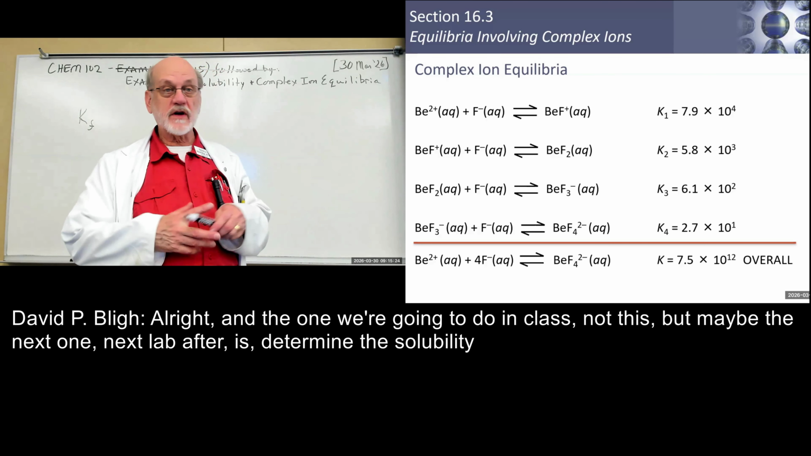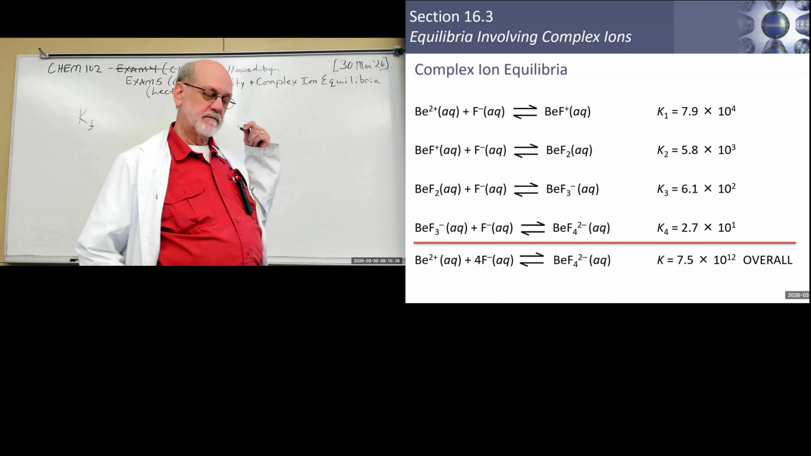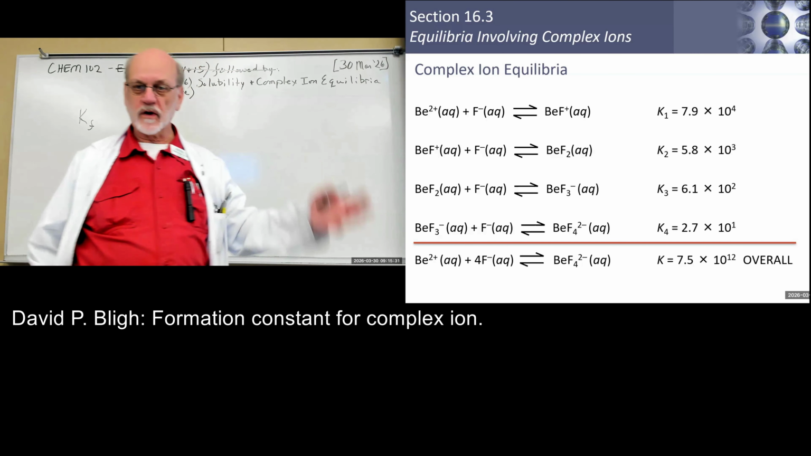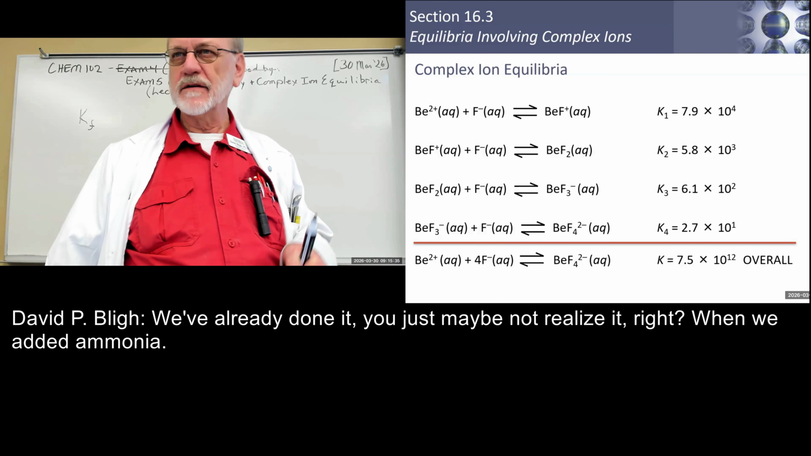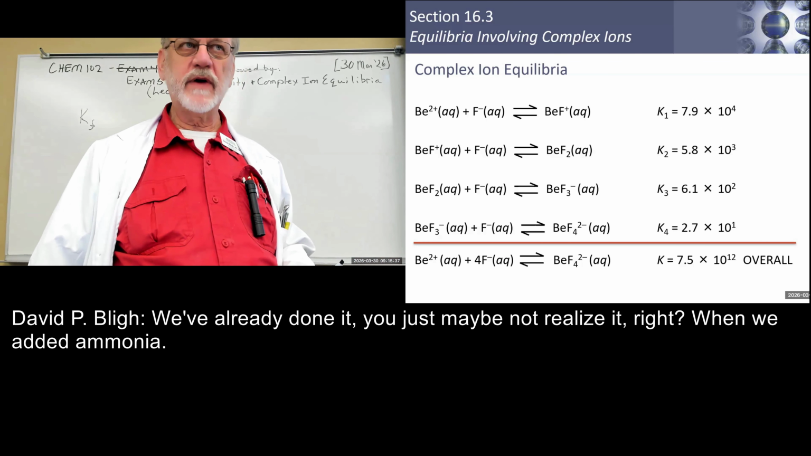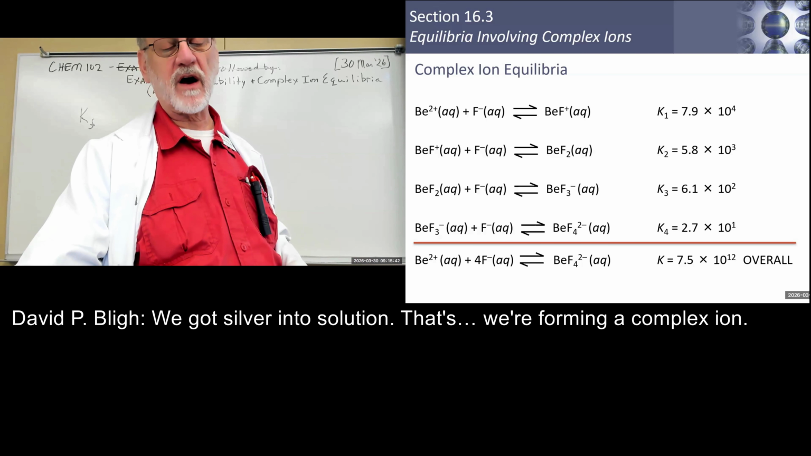The one we're going to do in class, not this, but maybe the next lab after, is determine the solubility and formation constant for a complex ion. We've already done it. You just maybe did not realize it. When we added ammonia, we got silver into solution. We're forming a complex ion.